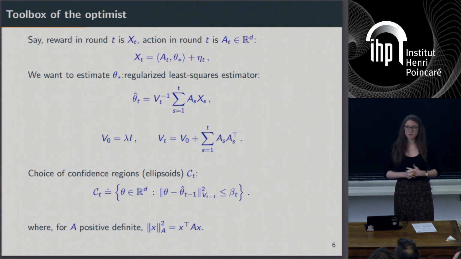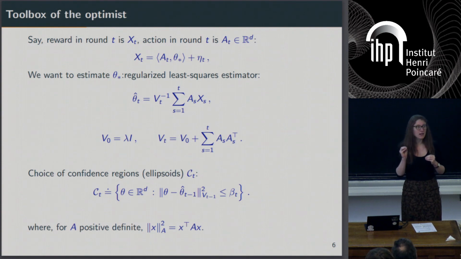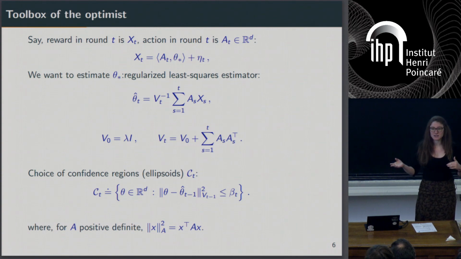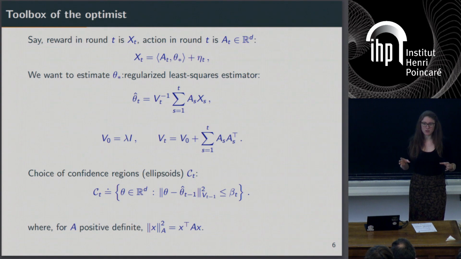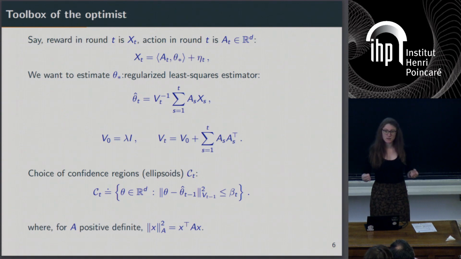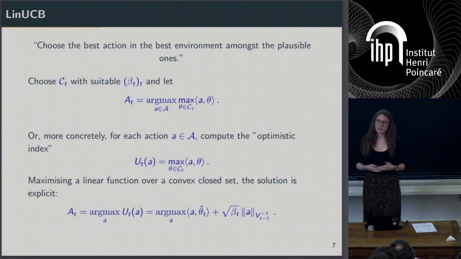And at each round t, we define a confidence ellipsoid by this set of vectors in RD that are close enough to our estimator. Close enough in the meaning here that the distance in Vt norm is bounded by some sequence of scalars beta t, which are a very important parameter of the algorithm that I will talk about later. But here, just assume that we have some way of constructing interesting confidence ellipsoids. Those are a way to measure a distance in the parameter space around the estimator theta hat. And we're going to use them because we're going to try to be optimistic in this parameter space.